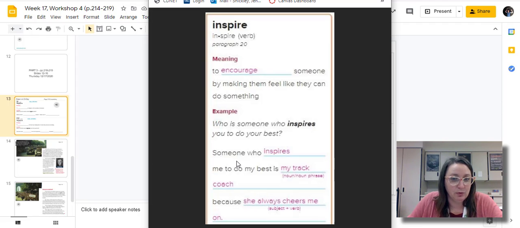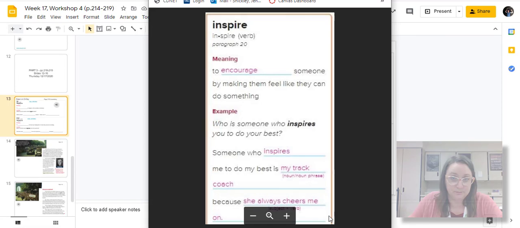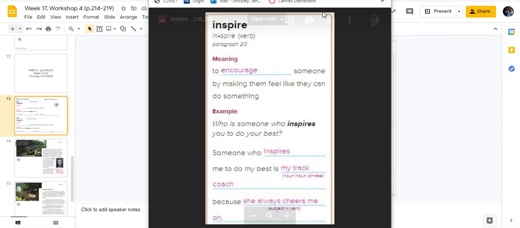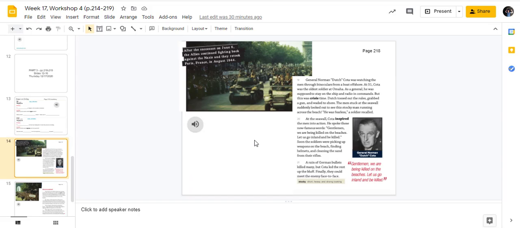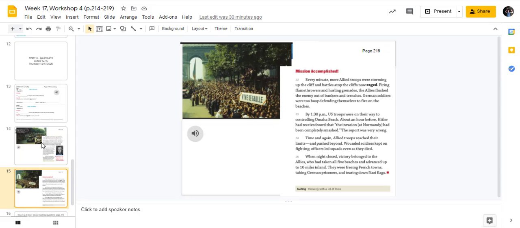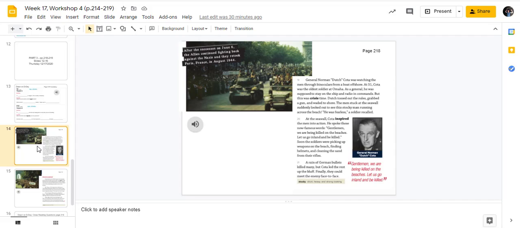Here's my example sentence from the book. Someone who inspires me to do my best is my track coach because she always cheers me on. Again, try and answer this question with your own words. Now that we're done with the vocabulary, we'll move on to the reading. If you're using your Real Book, please turn to page 218 and 219. We'll be using the audio during this time, so follow along as you listen. You can always pause and replay it again if you need to.